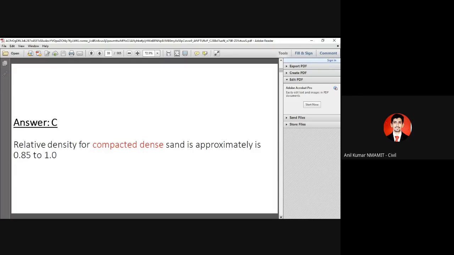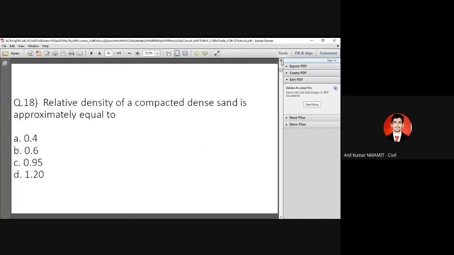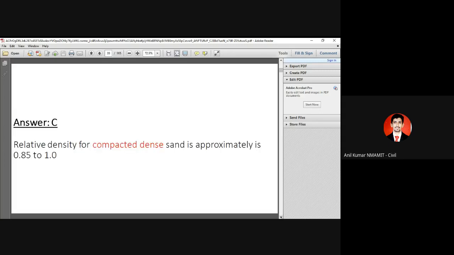Okay, we'll go with the next one. You can see that relative density of a compacted sand is approximately more than 85% or 0.85 to 100%, that is 1. Okay, 0.85 to 1 is the maximum value what we can have for the compacted dense sand. Clear? Okay. You have written this, you want this problem? Fine. Next one.